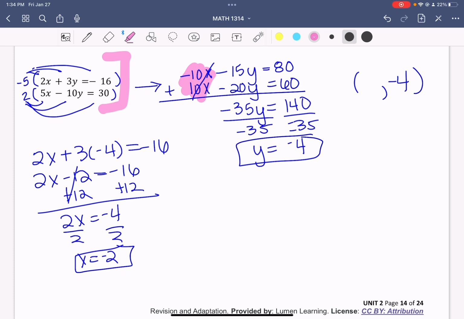Went a little bit quicker with this one. My intent was to show you how you can also multiply both equations. And that gives me an answer of negative 2. Again, I could go into step 5, check it in both.